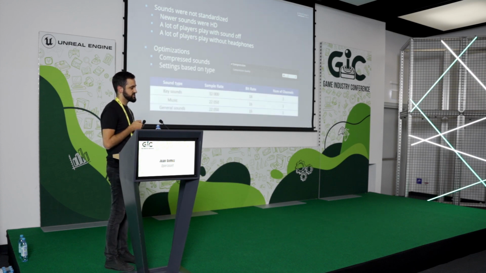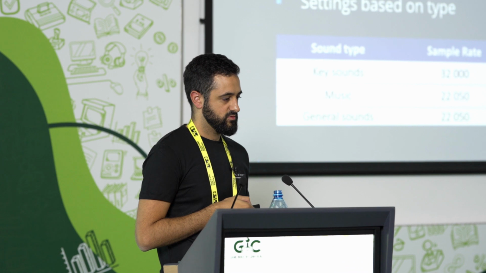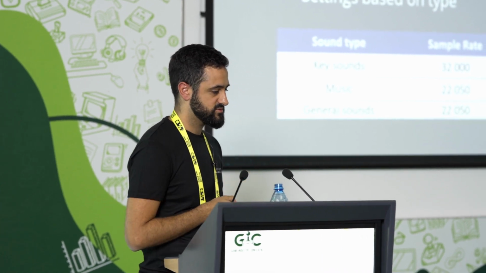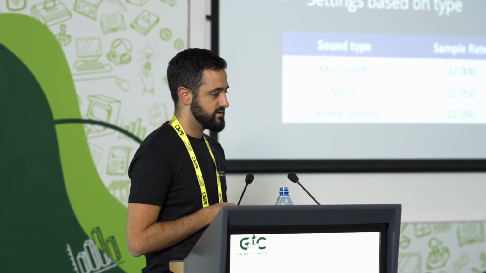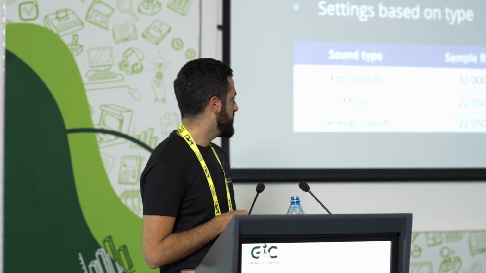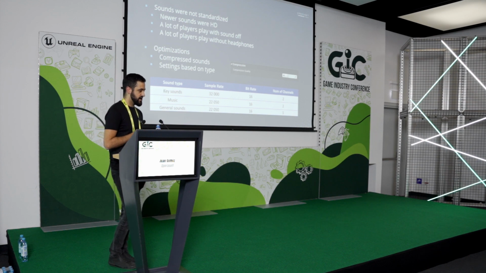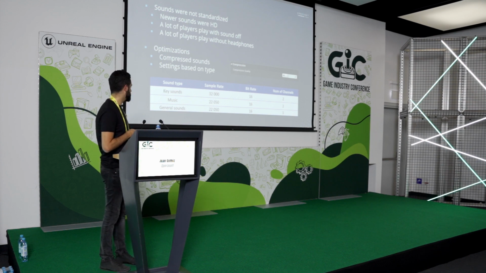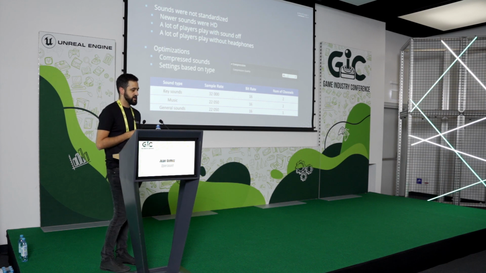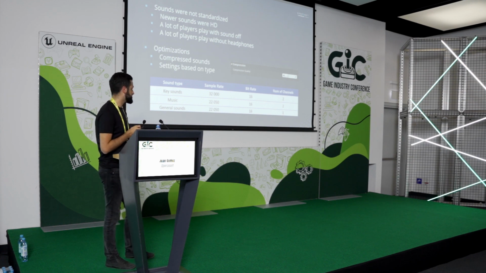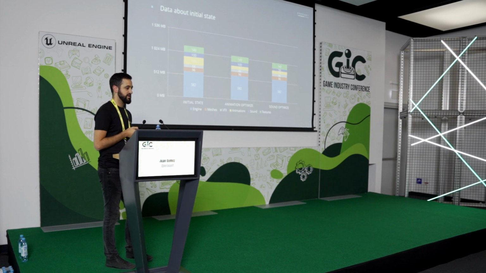And we also established the process so they could have separate settings based on the type. So for most of the general sounds, we just have one channel. For the music, we want to have stereo, so 2 channels. And then for some key sounds, we can have a higher sample rate, like skull crashing sounds. And this was actually quite simple and mostly automated.